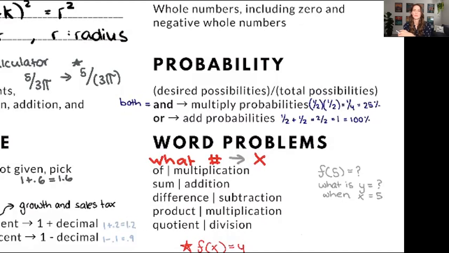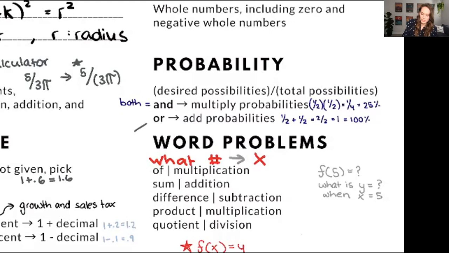So if I say, what is the probability of having ice cream or cookies tonight? I would take the probability of having cookies, which is 1/2, and add it to the probability of having ice cream, which is another 1/2, and I would get a whole, or 100%. So it's much bigger.